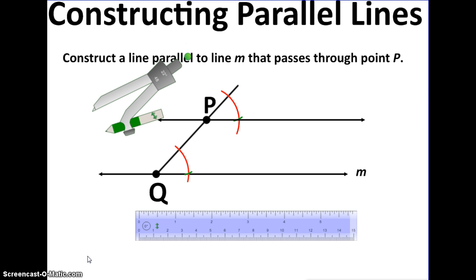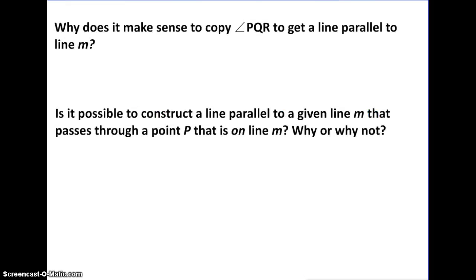Alright, so I've connected point P with the intersection of the two arcs. We can call that line L, and we can say that line L and line M are parallel by construction. These angles being the same are what we call corresponding angles. And remember, when we have corresponding angles congruent, we can say that the lines are parallel. So why does it make sense to copy PQR to get a line parallel to line M? Basically, if the corresponding angles are congruent, then we know that the lines are parallel.